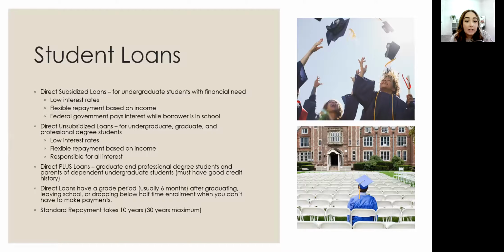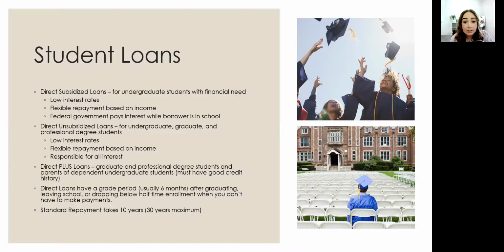The next one is called a direct PLUS loan. That is for graduate and professional degree students and also parents of dependent undergraduate students. So if you have a child in school, you could get this type of loan, but they do require that you have a good credit history. They're more like a traditional loan.